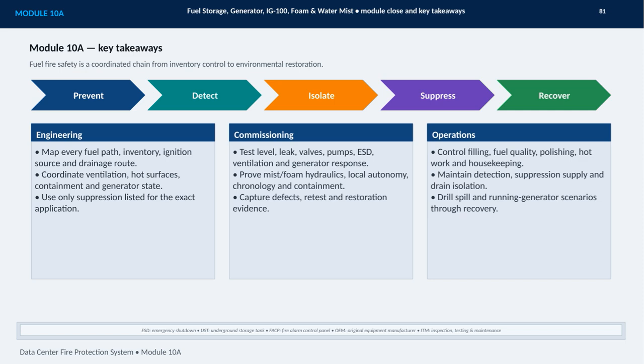They also need to demonstrate foam or water mist hydraulics, local autonomy, operating chronology, and containment. Any defect should be documented, corrected, retested, and supported with restoration evidence. In operations, prevention continues through controlled filling, fuel quality, polishing, hot work controls, housekeeping, and maintaining detection and suppression supplies. Finally, drills should include spill events and running generator scenarios, carried through recovery. These disciplines turn a design into a dependable, maintainable system.